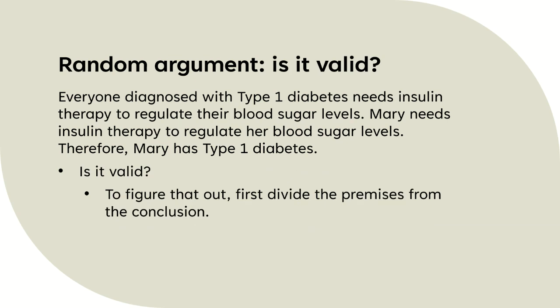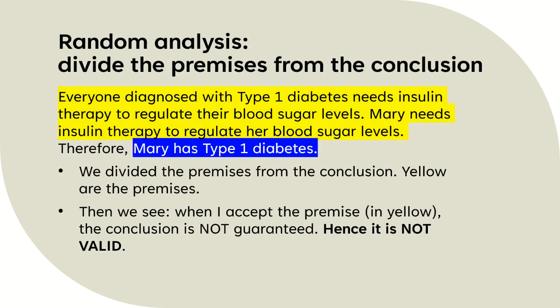Let's figure it out. Is it valid? How do you figure that out? Well, the first thing you want to do is divide the premises from the conclusion. You want to separate in your mind the premises from the conclusion. All right, so let's do that right here. In yellow are the premises. Sorry, in blue is the conclusion. Okay, so we've divided the premises from the conclusion. We've made it clear in our mind, here are the premises and here's the conclusion.